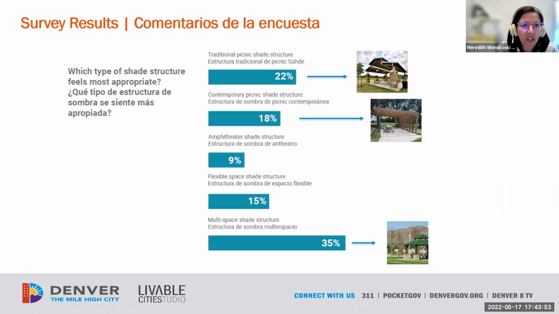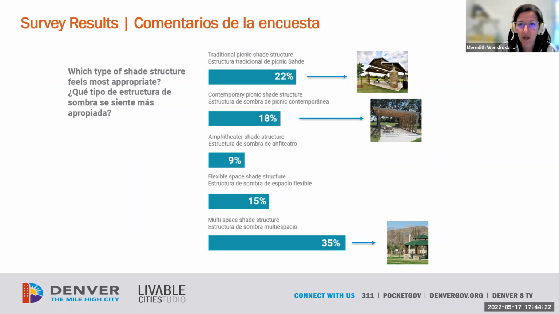We asked which type of shade structure feels most appropriate. So looking at the different character of these shade structures and how they function. And you can see of the top three, the character images there and what they reflect. So the top one is more of a traditional picnic or shade structure. 22% of the people responding preferred that.